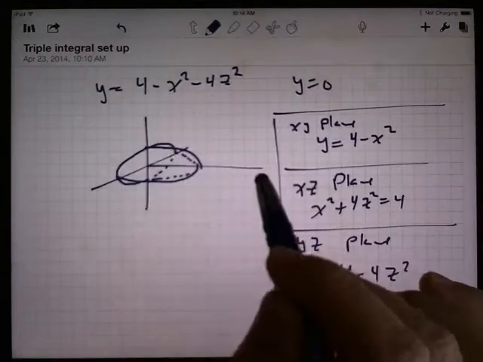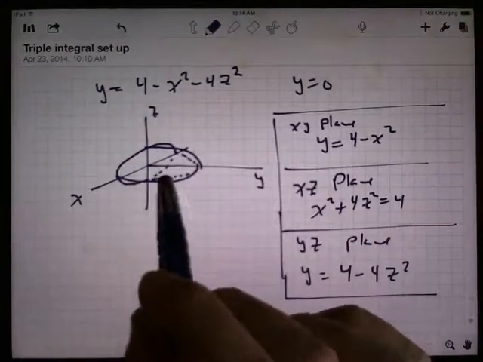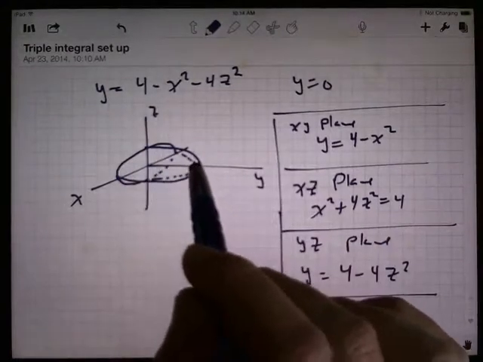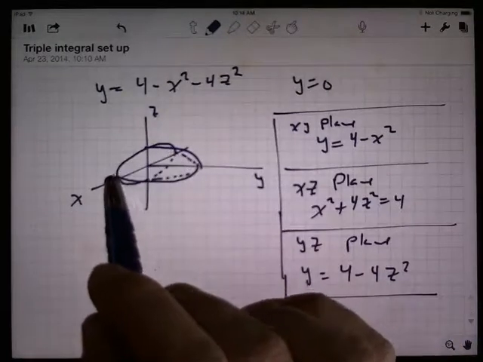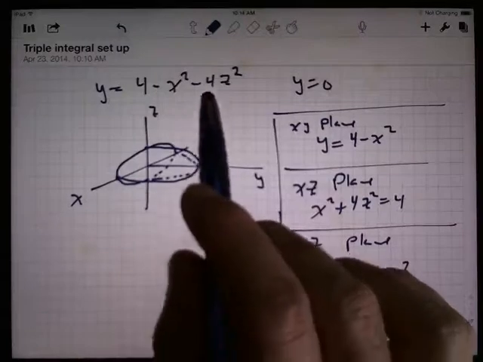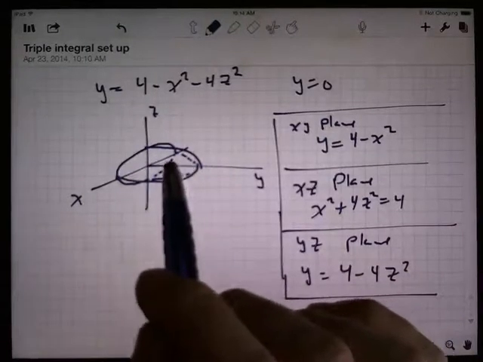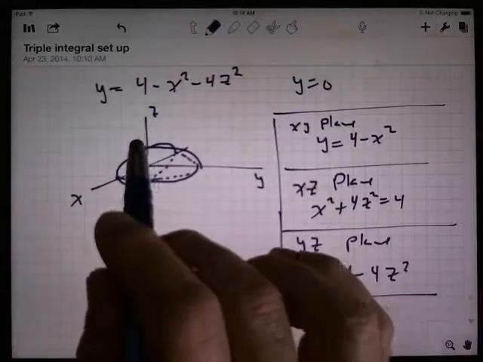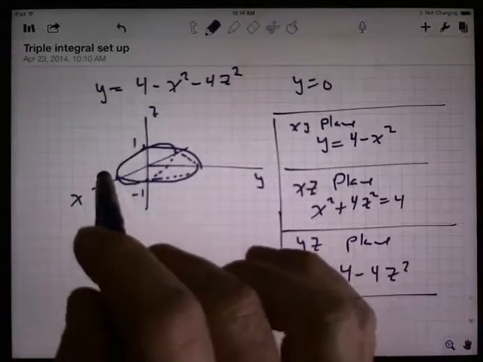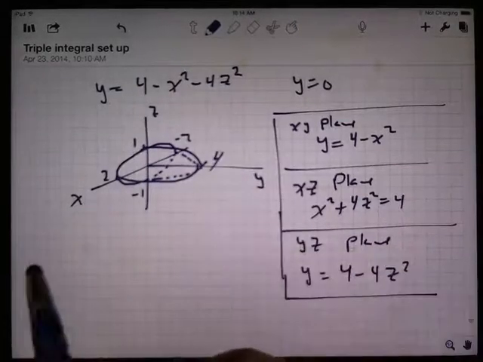If this is the positive y-axis here, this is positive x, this is positive z. In the x direction here, it's headed down this way. It intercepts the x-axis at -2 and +2. Likewise, in the z direction, as a parabola going this way, it's the steeper one. It intersects here at 1 and at -1. So this is 4 right there.